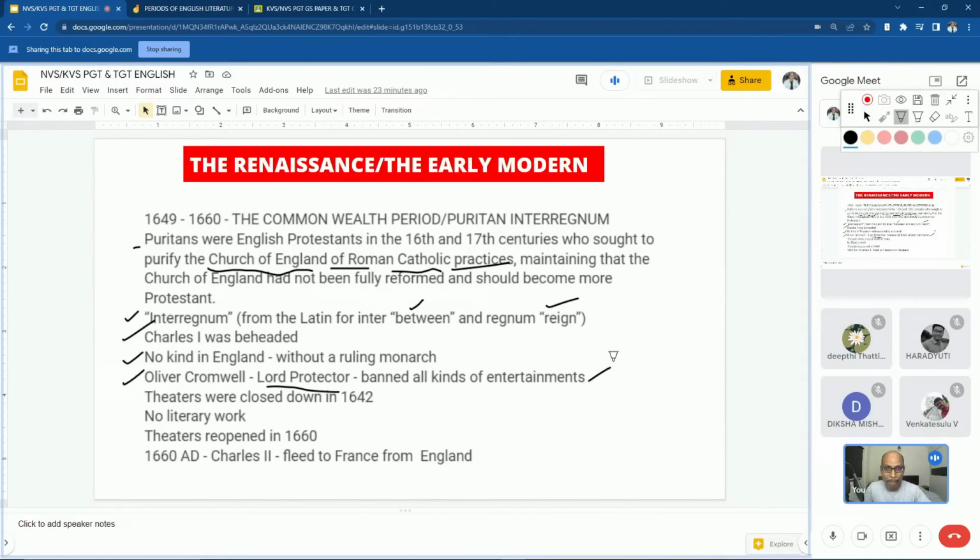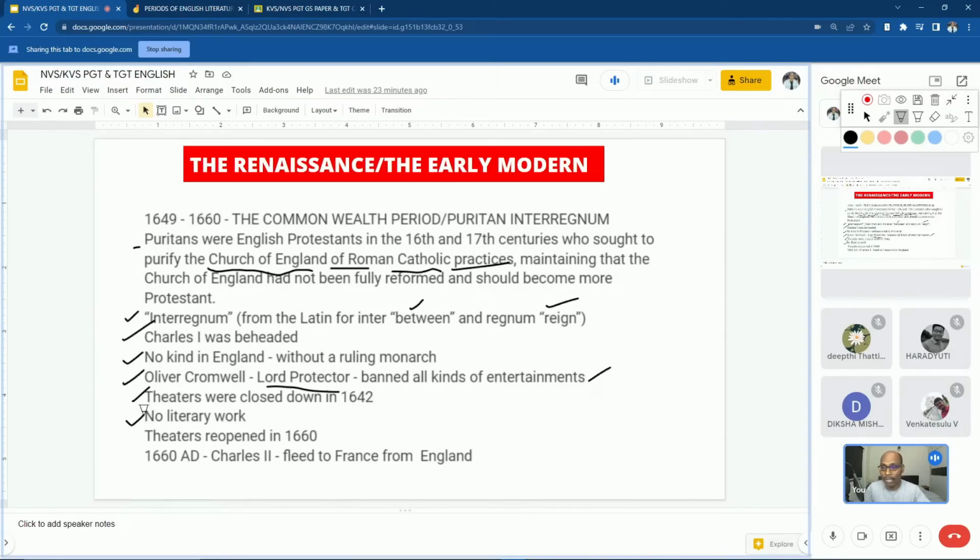They completely banned all this kind of entertainment. They believed that this kind of entertainment would spoil the mind of the people, and that was one of the reasons for the downfall of the moral values or religious values. So theatres were closed down in 1642.